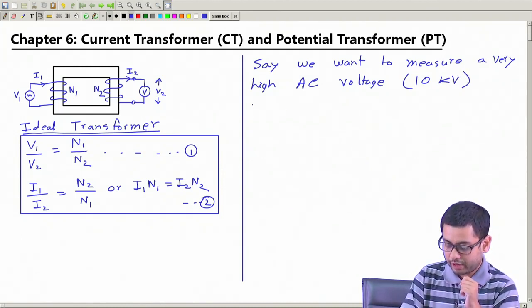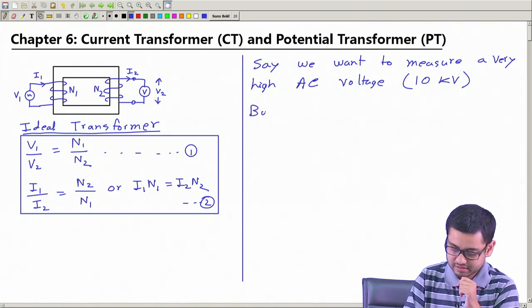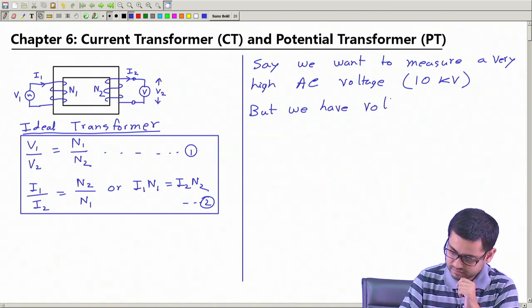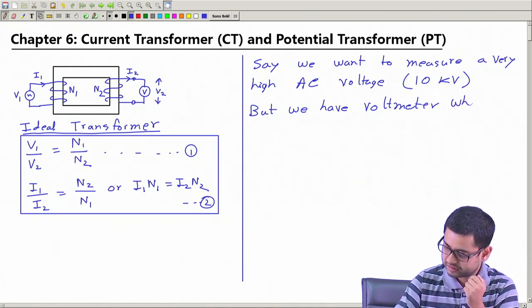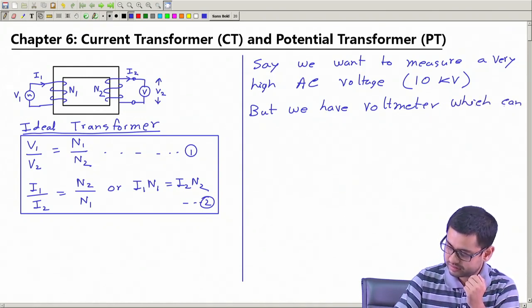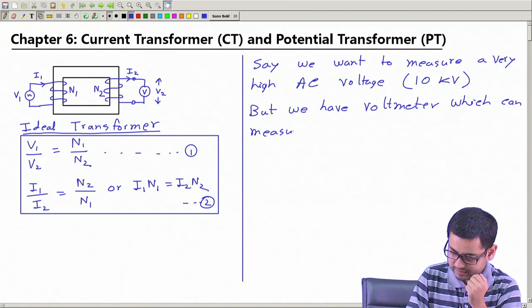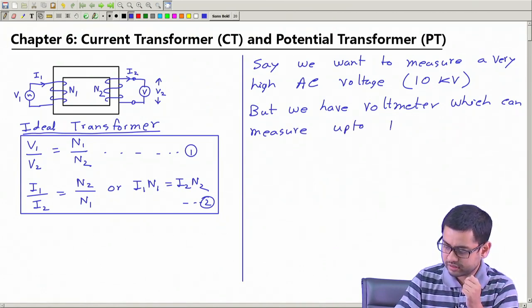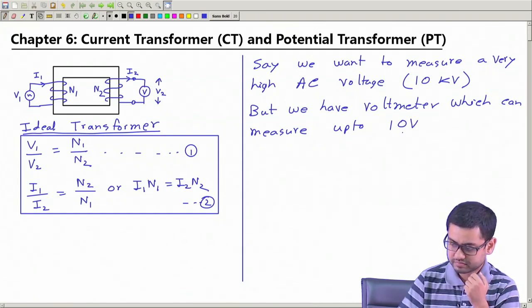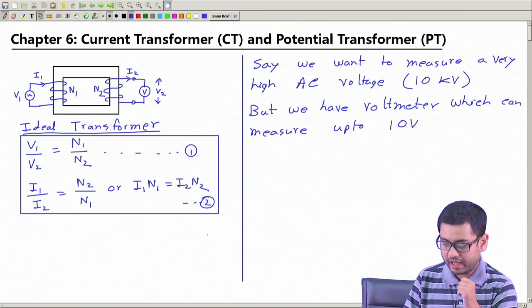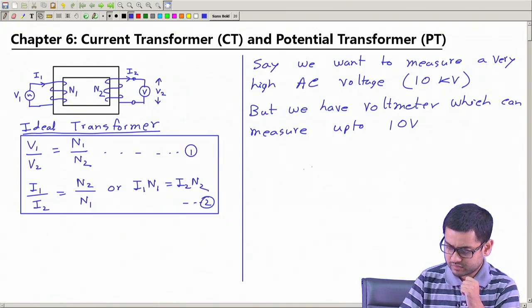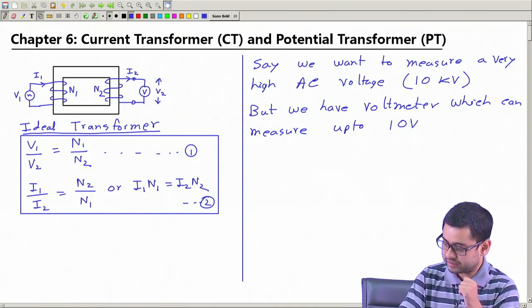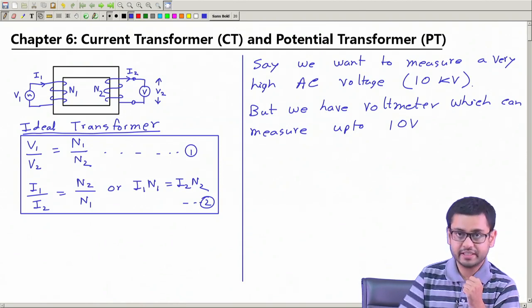but we have a voltmeter which can measure up to say 10 volt maybe. So can we use this voltmeter to measure 10 kilovolt?